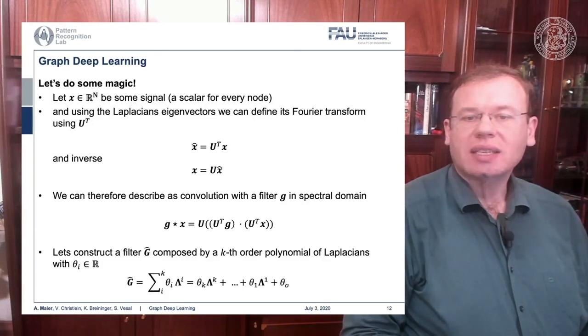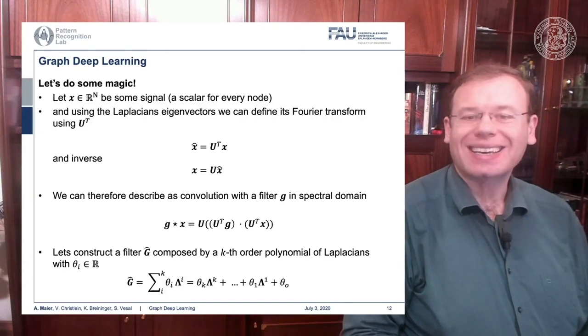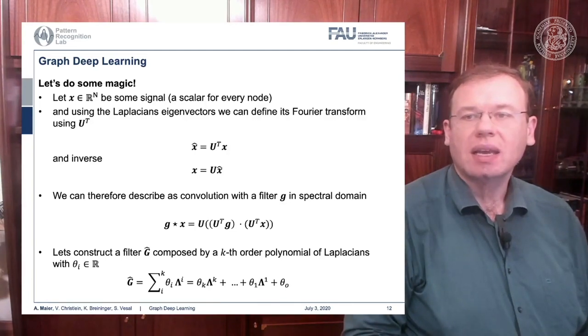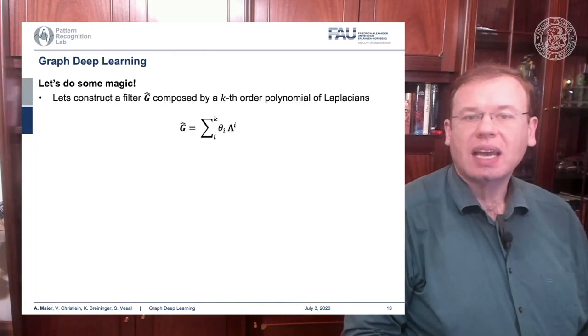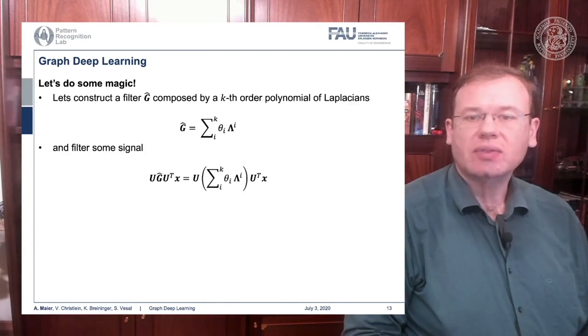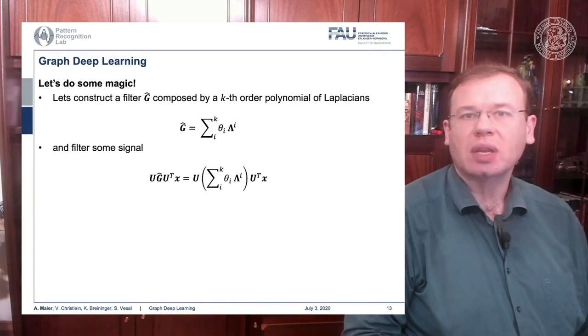Now let's construct a filter. And this filter is composed by a kth order polynomial of Laplacians with coefficients theta i, and they are simply real numbers. So we can now find this kind of polynomial that is a polynomial with respect to the spectral coefficients, and it's linear in the coefficients theta, and this is essentially just a sum over the polynomials. So now we can use that and use this filter in order to perform our convolution. So we essentially have to multiply in the same way as we did before. So we have the signal, we do the Fourier transform, then we apply our convolution using our polynomial, and then we do the inverse Fourier transform. So this would be how we would apply this filter to a new signal.